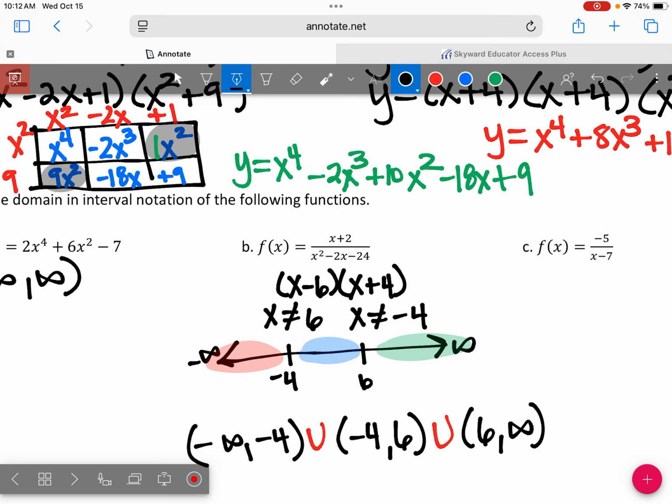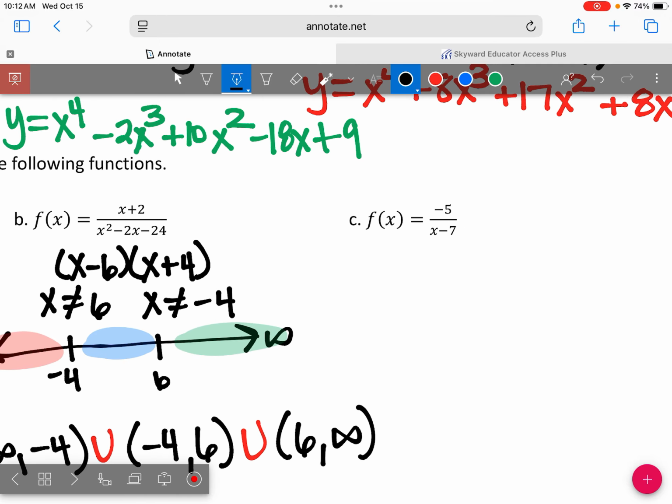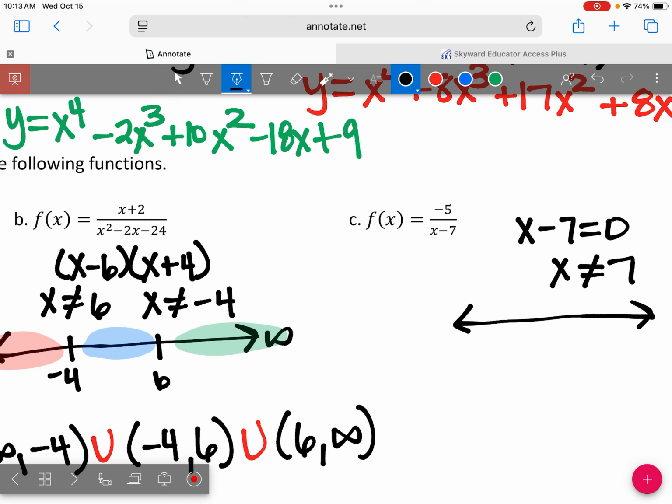Question C only has... it doesn't have a quadratic, so we don't need to factor, but it does have a red light. So I'm going to take that x minus 7, set that equal to 0, and that means x cannot be 7. So when I go from negative infinity to positive infinity, it cannot be 7. So this has to be taken out. So I should put open circles here, which only splits it in half. So I only have 2 pieces of my domain.